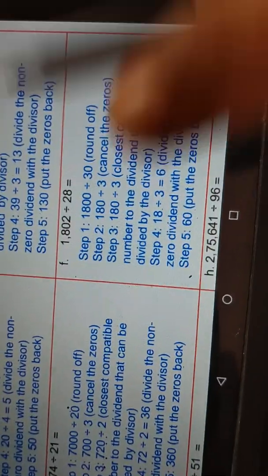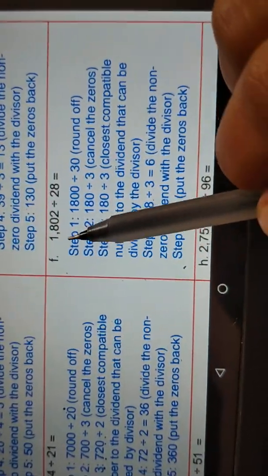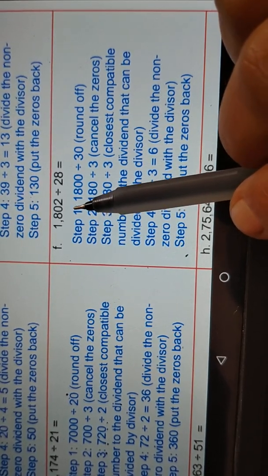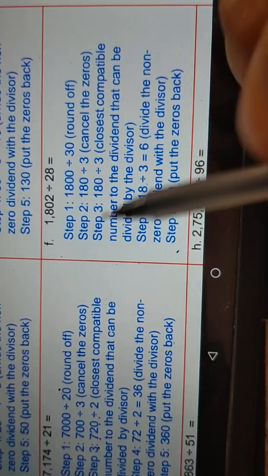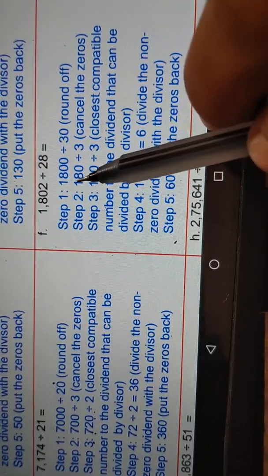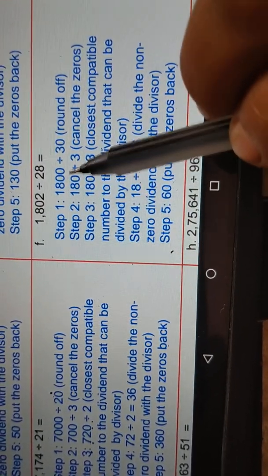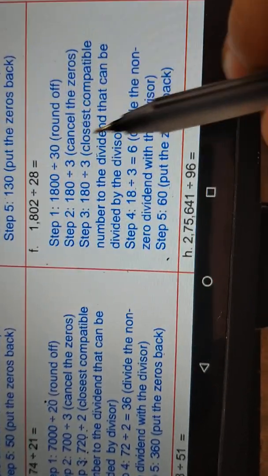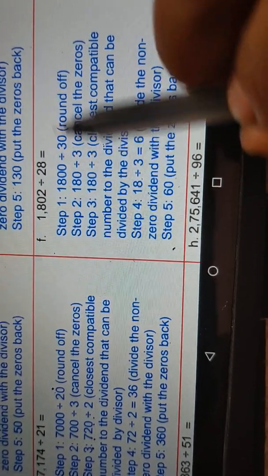Then next is F1 sum: 1902 divided by 24. So step number 1 is first of all we have to round off. So our question is 180 divided by 30. Then we have to cancel the zero. We have to cancel the zero.